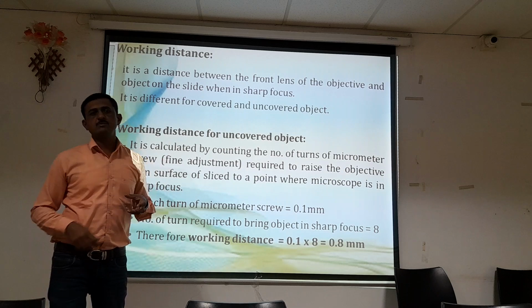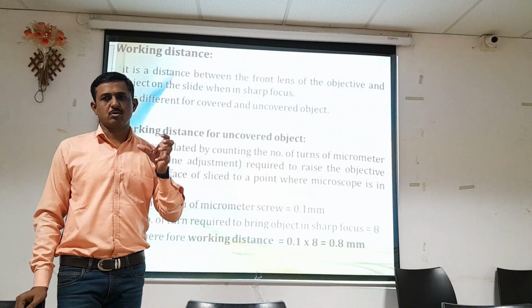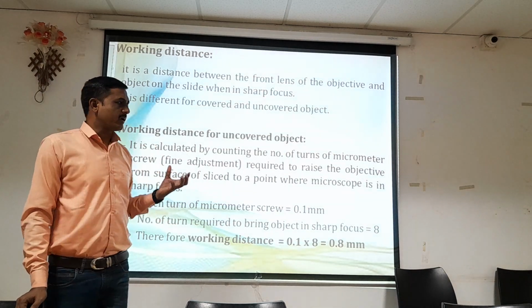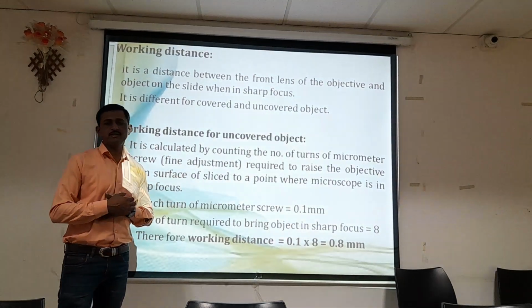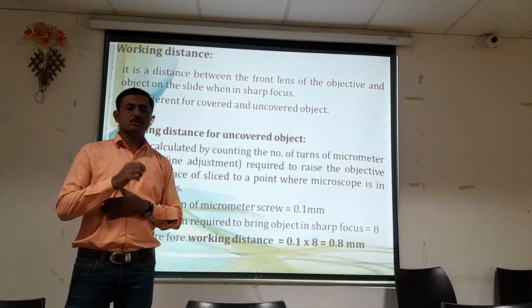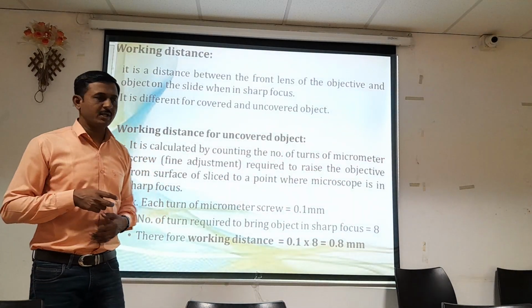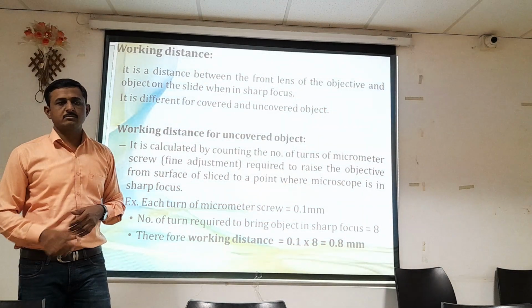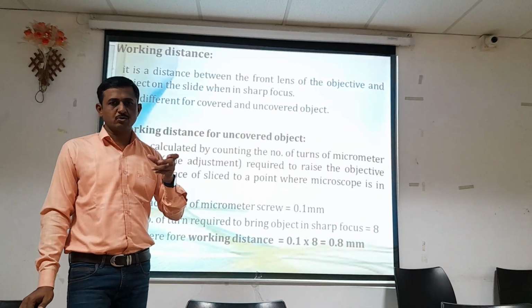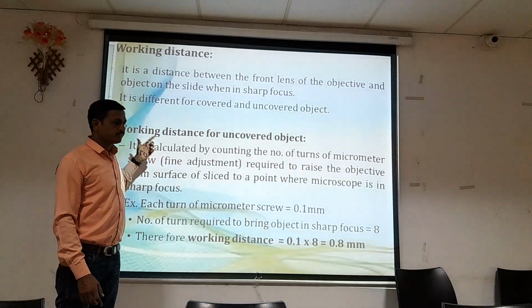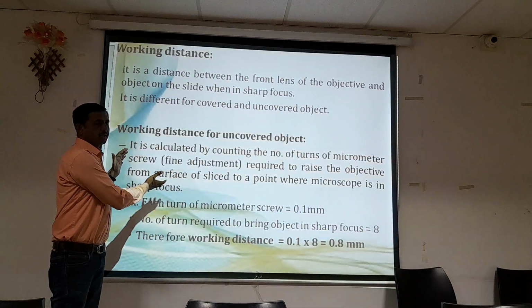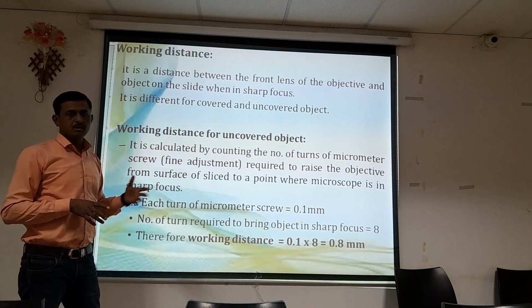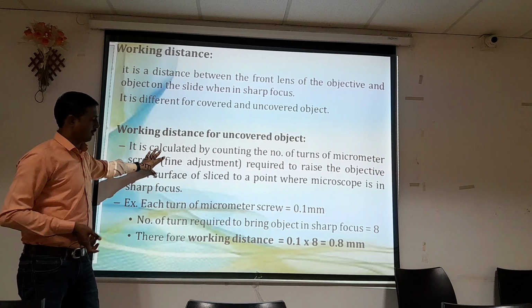By using the rough adjustment, you can focus your objective at a particular point where you can observe your slide, and by using the fine adjustment knob, you can focus your slide very sharply. We count how many turns of the fine adjustment knob screw we make, and where that objective is in sharp focus, the working distance is calculated by using that formula.